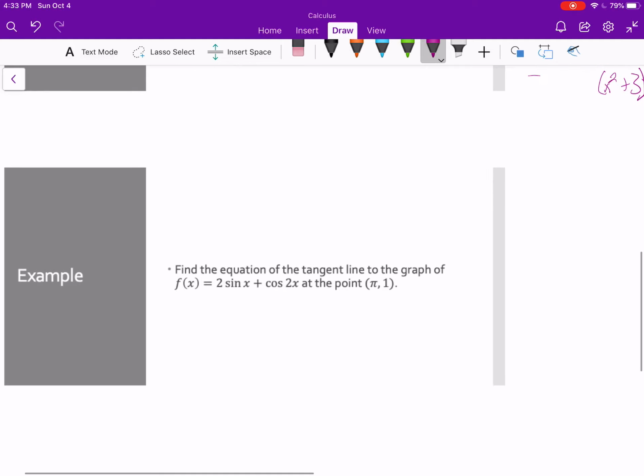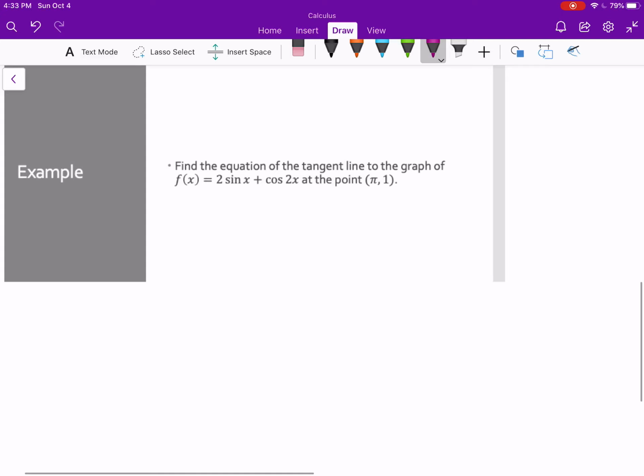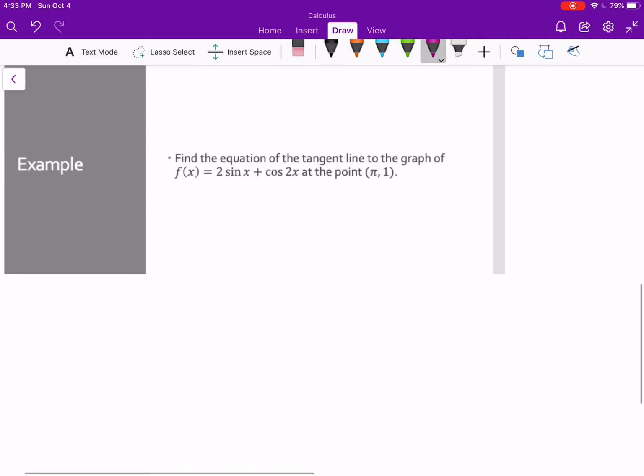So let's find the equation of the tangent line to the graph of f of x equals 2 sine of x plus cosine of 2x at the point pi, 1. So the first thing we need to do is find the derivative, because that's going to help us find the slope. So f prime of x, sine goes to cosine, so it's 2 cosine of x. Cosine goes to negative sine, so minus sine of 2x times the derivative of the inside, which is just 2.